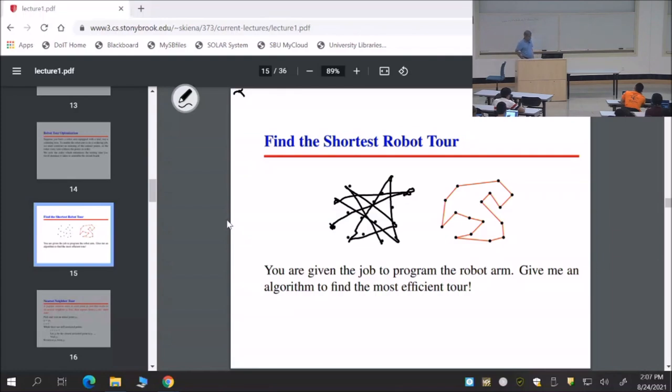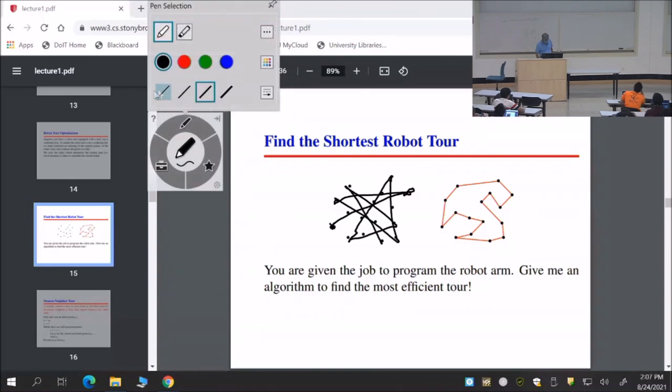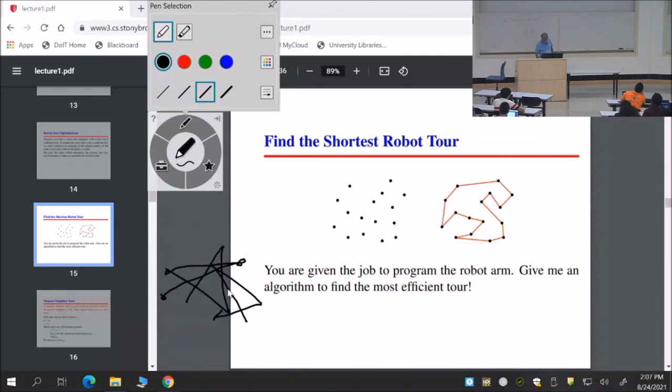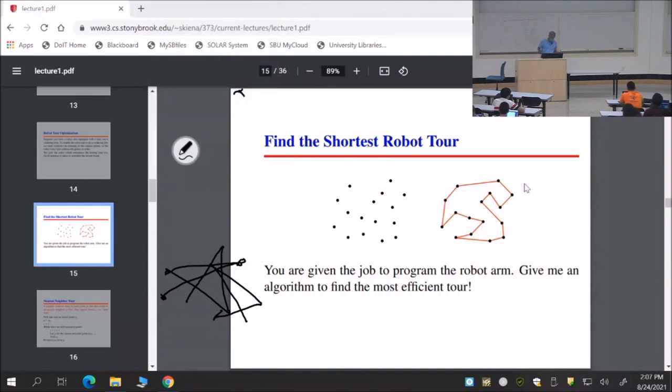So what is my question? I want you to give me an algorithm that, given a set of points, finds the tour that minimizes total length. Okay? Does everybody see what my problem is? The input you're given is an array of points, x, y's. The output is the ordering of those points to make this tour. How do I find the tour that minimizes the length?